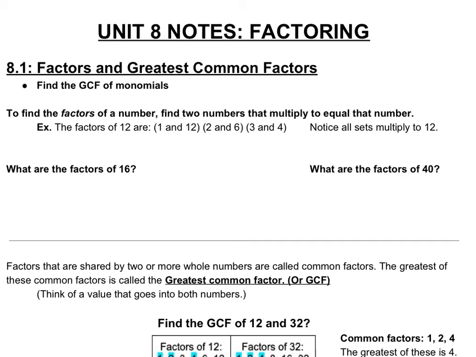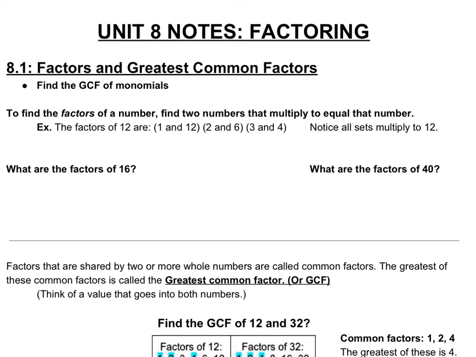So to find the factors of a number means we are finding two numbers that multiply to equal that number. So in our example, the factors of 12, we have 1 and 12, 2 and 6, 3 and 4. All right, each of those sets you can multiply together and you will get back to 12, which is what we started with. So factors, we're looking for two numbers that multiply to be our number.